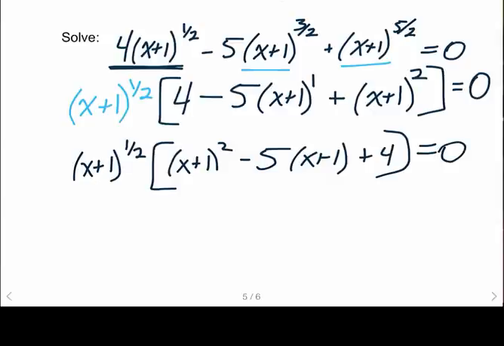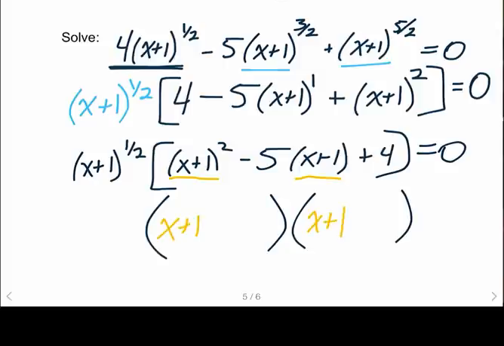Now, I don't know if you recognize this, but maybe you do. I see something that's quadratic in form. And so I'm going to factor what's inside the brackets as a pair of, well, I would say binomials, but that's not how it's actually going to work out. x plus 1 and x plus 1 inside of each set of parentheses.